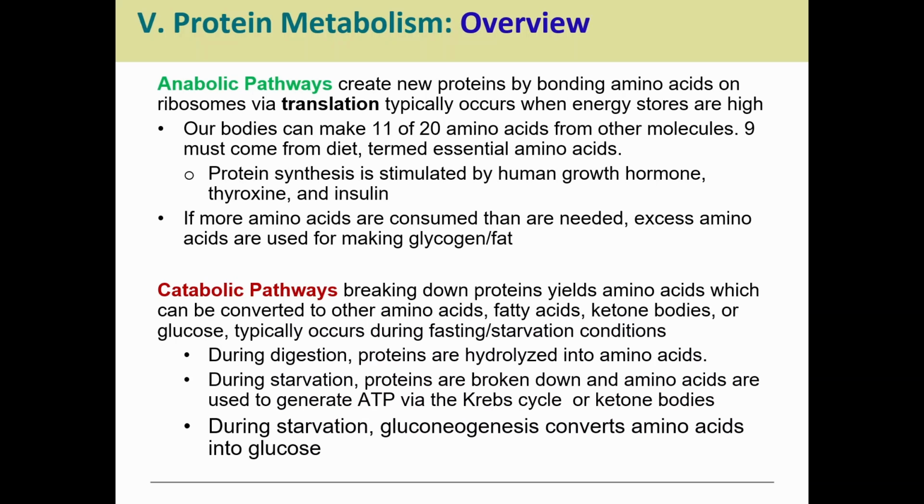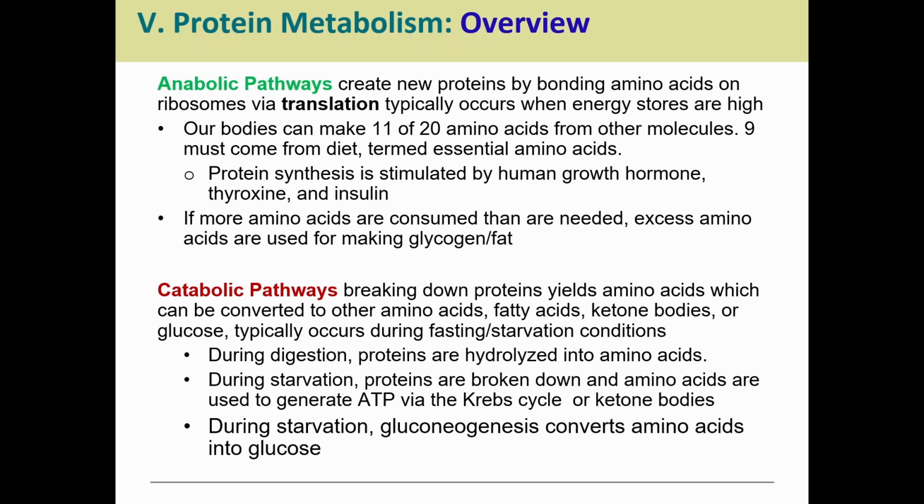Protein synthesis is stimulated by a few things like human growth hormone, thyroxine, and insulin. And if we have more amino acids than we actually need, those amino acids are used for making glycogen or fat. This is why, too, over-consuming protein is not always a good thing, right? Because it's not going to just become more protein. It can be broken down in a way that creates glycogen or creates fat, right, for fat stores. So that's our anabolic pathway, building proteins.